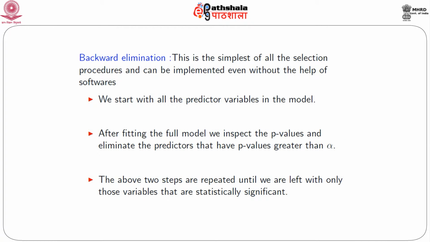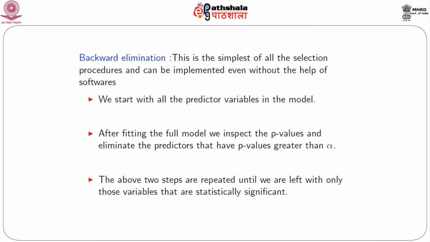The first variable selection method that we will discuss here is called the backward elimination method. This is the simplest of all the selection procedures and can be implemented even without the help of software. We start with all the predictor variables included in the model. Thus, if we have 10 predictor variables, we start with a model that contains all of these 10 variables and we fit a regression line.